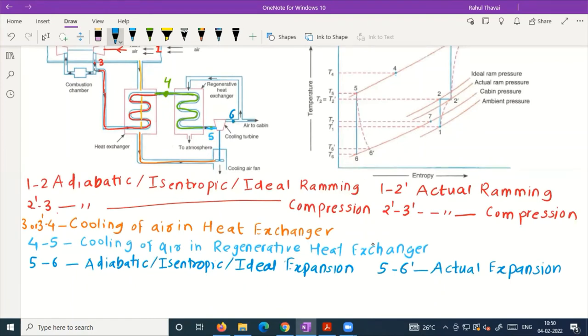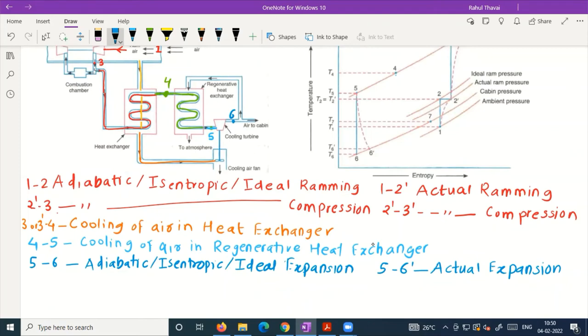Now, what happens during expansion, as you can see? During 5 to 6, we have 100% efficiency. During 5 to 6 dash, we have less than 100% efficiency. Now what happens during expansion? Temperature decreases as well as entropy decreases. As you can see, temperature decreased from T5 to T6 or T6 dash.